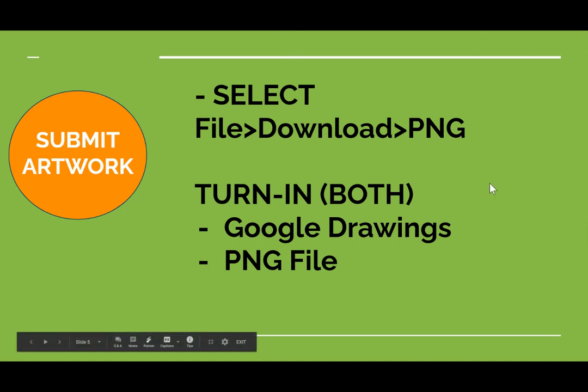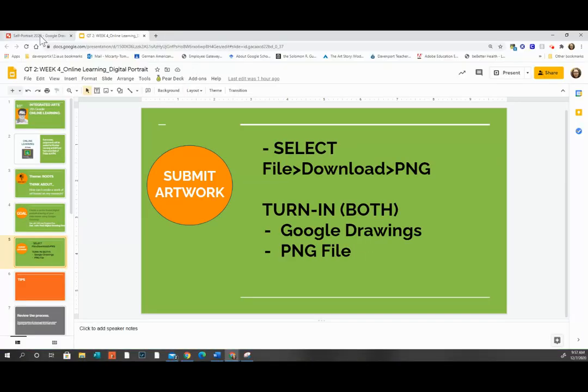One thing I want to remind you is that when you turn in your digital drawing, I want you to turn in both the Google drawing, and you can turn that in for last week's drawing, which I already have if you've turned in last week's. And then I also want you to download as a PNG file. And I've got the directions right here for when you submit it. You need to select file, download, and then select PNG. Okay, so let's go to the digital drawing too.